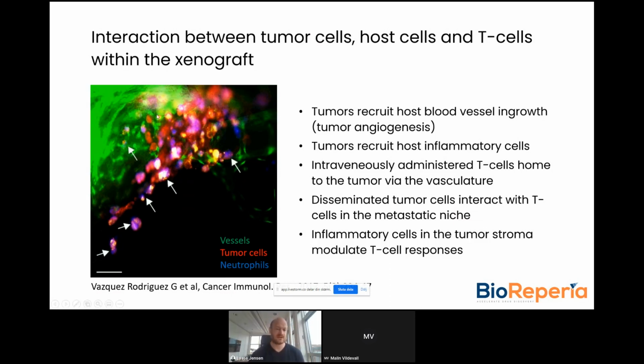This is important as such an administration route can be used to identify whether T cells can home in to the tumor with or without certain treatments. I'm going to show you some examples of that. And of course also how inflammatory cells or other stromal cells, I will show you an example with fibroblasts later, may modulate the immune oncology response, or the response of the T cells towards the tumor cells.